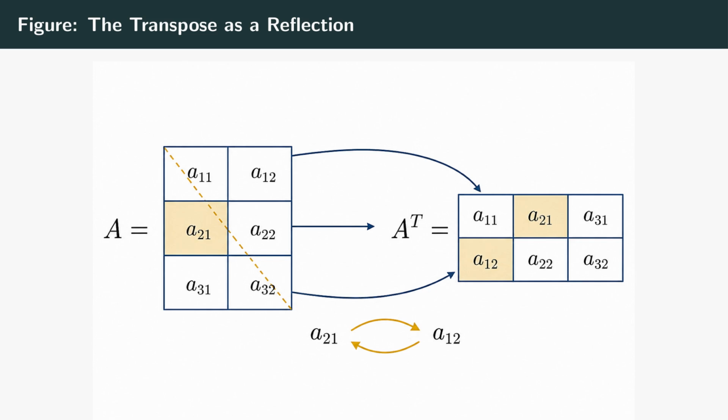Follow a single entry to feel it, the number sitting in row 2, column 1, moves to row 1, column 2. It crosses the diagonal to its mirror position, row and column subscripts simply swap. If the matrix happened to be symmetric, that fold would land every entry exactly on top of an equal one, and the picture after folding would look identical to the picture before. That visual symmetry is precisely what the word symmetric means.